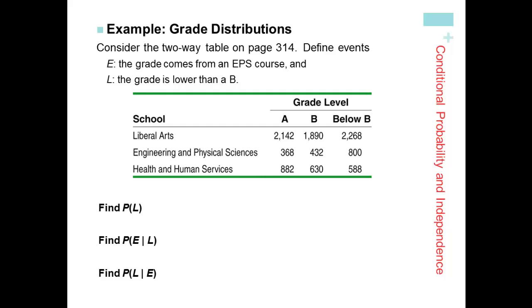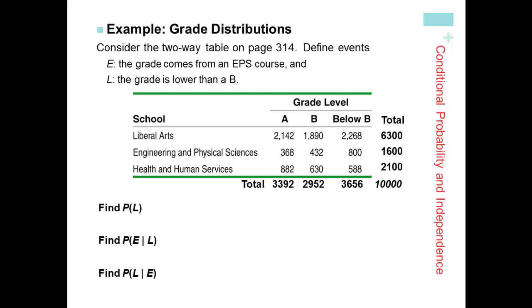I'm going to define two events here. The first event we'll call E. E is the grade comes from an engineering and physical science course, and event L will be the grade is lower than a B. You can see from this two-way table all the values are given for liberal arts, engineering, and health and human services. Before I do any calculations, I would probably want to calculate the column and the row totals before I try to find the three things that are given below.